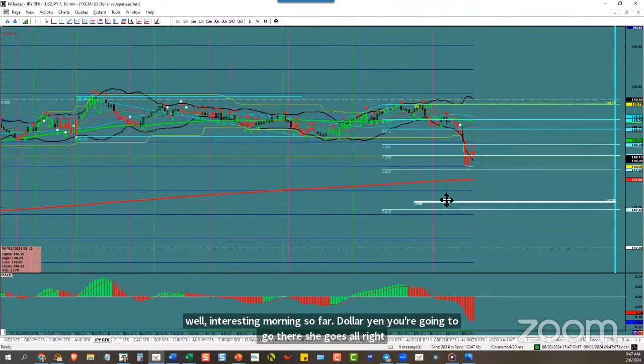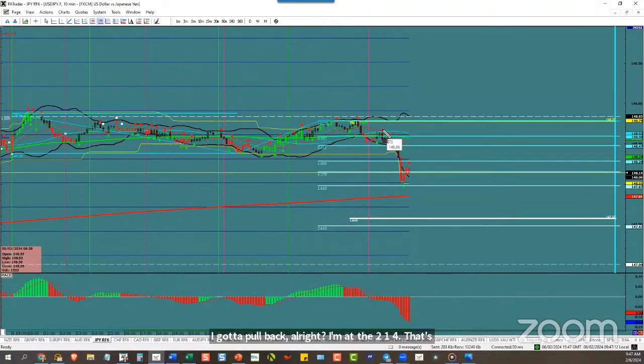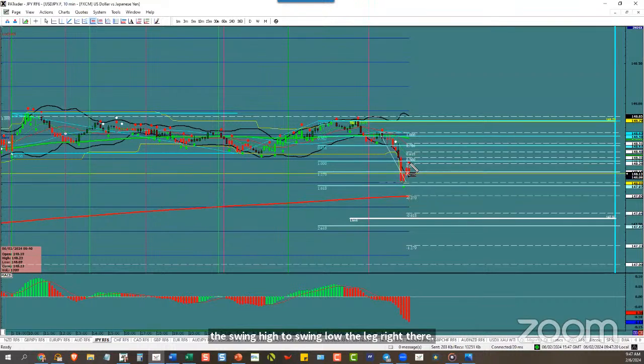All right, got a pullback. I'm at the 214. That's what I got to find out. If I'm at the 214, I can't make the trade. Click from the swing high to swing low, the leg right there. And where am I? Right there's the 382. I'm at the 214. I can't make this trade now. But when I hit the 382, I could have made it for trade 1, trade 2.